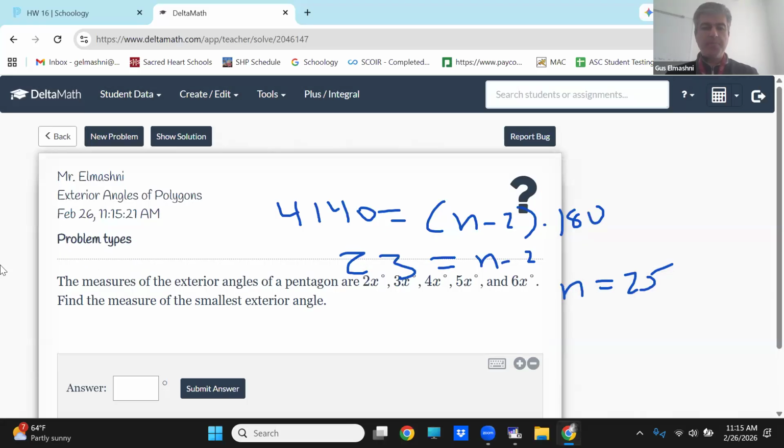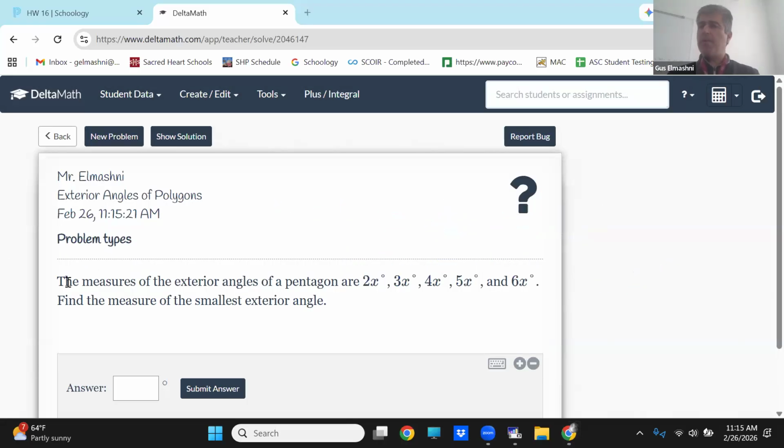Exterior angles of a polygon. What do all the exterior angles add up to again? Yeah, so just sum them all equal. And you don't know this is regular, that's fine. But it's a five-sided figure. Fine, whatever. They give you all five exterior angles. Add them up, say they equal 360 and solve it. But then they want the small exterior angle, so they don't want x, they want 2x, right? So report 2x as your answer.